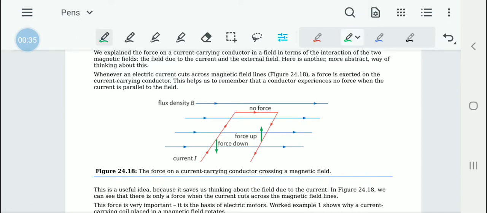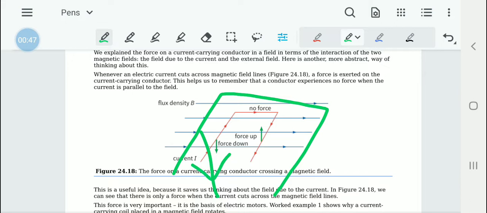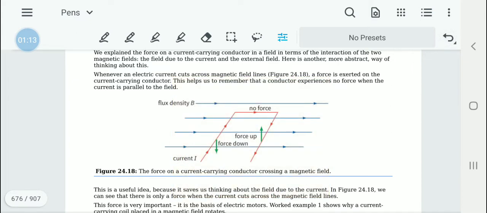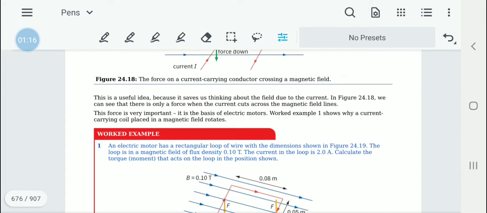Then if this current carrying conductor is placed in a field like this at right angles to the other field, there is a force generated. At this point there is a force generated downwards, then there is a force upwards here. So this results in a torque. That means it will rotate, because one side will be pushing downwards, the other side will be pushing upwards. As a result, from two ends, it will rotate. So this rotation can be used to make a motor, and that is the basic principle behind motors.